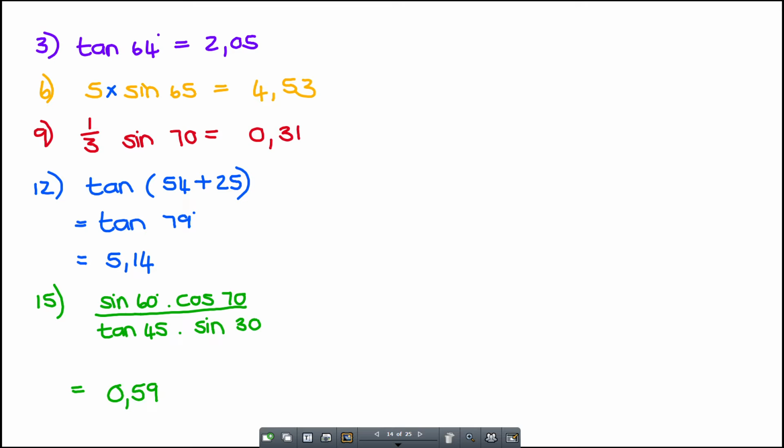So there's exercise 2, number 3, 6, 9, 12, and 15. Merk op hulle.